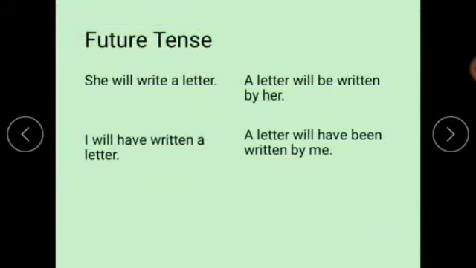Future tense. She will write a letter. Future indefinite. A letter will be written by her. I will have written a letter. Future perfect. A letter will have been written by me. In future tense, only two tenses have their passive form. They are future indefinite and future perfect.